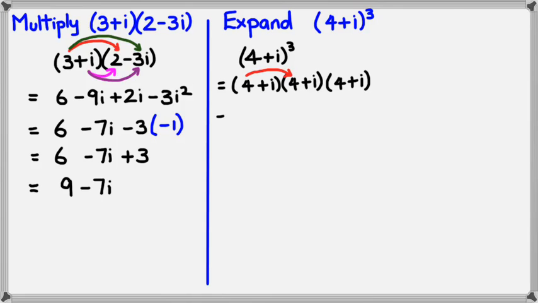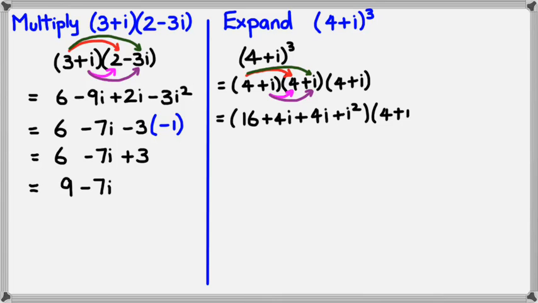Okay, so doing the firsts, I have 16. Doing the outsides, I have 4i. Doing the insides, another 4i. And finally the last, which is just i squared. And this is all multiplied by the last bracket, 4 plus i. Simplifying the left bracket, I'm going to get 16 plus 8i plus i squared, which is equal to -1, and this is all multiplied by 4 plus i.